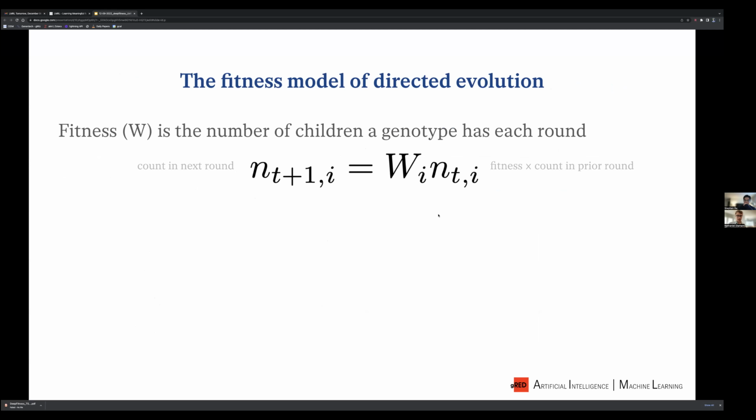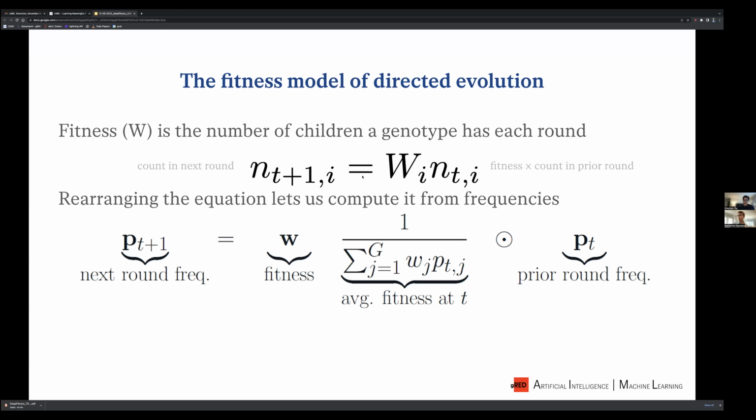Okay, so what is this fitness model? We'll start by defining fitness, which we call W, in a very simple way, where fitness is just the number of children you have, or a genotype has, from one round to the next.